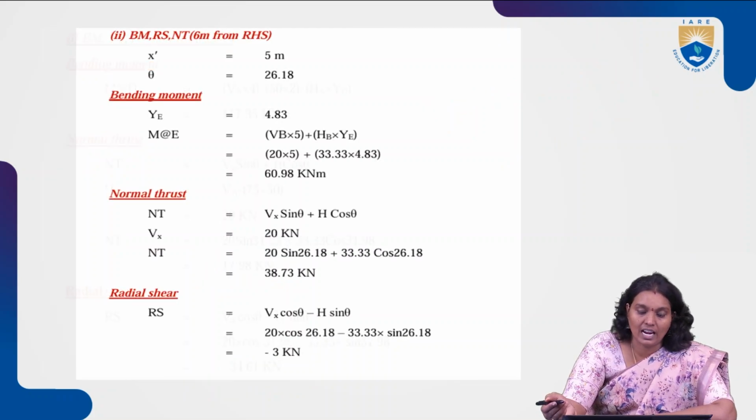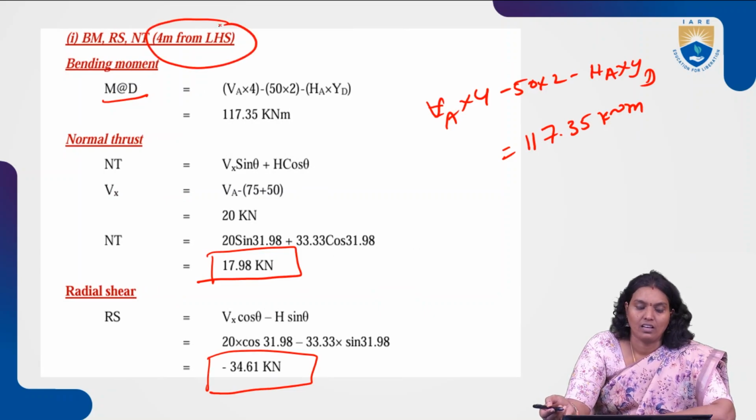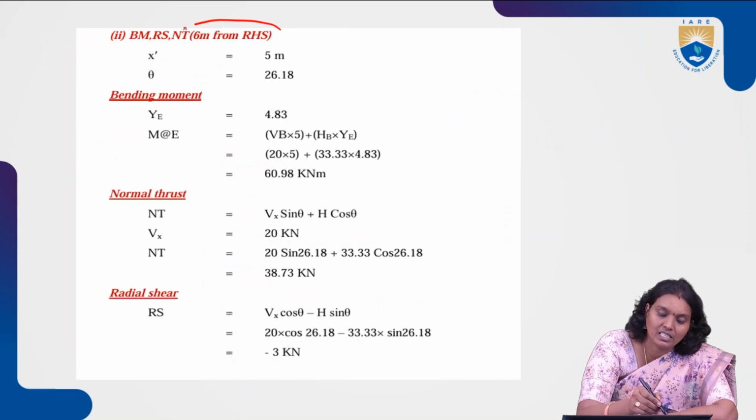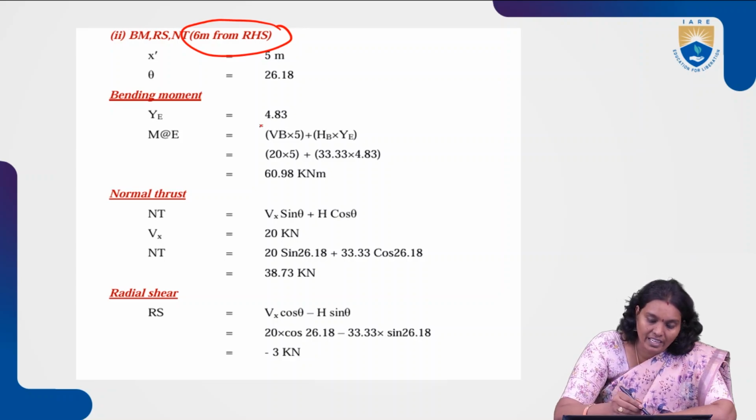So here, this is another condition. This is from 4 meters from the left hand side. In the other condition, 6 meters from the right hand side. So these are the new things which we are going to understand. At E, we are considering the point E. So YE is equal to 4.83.